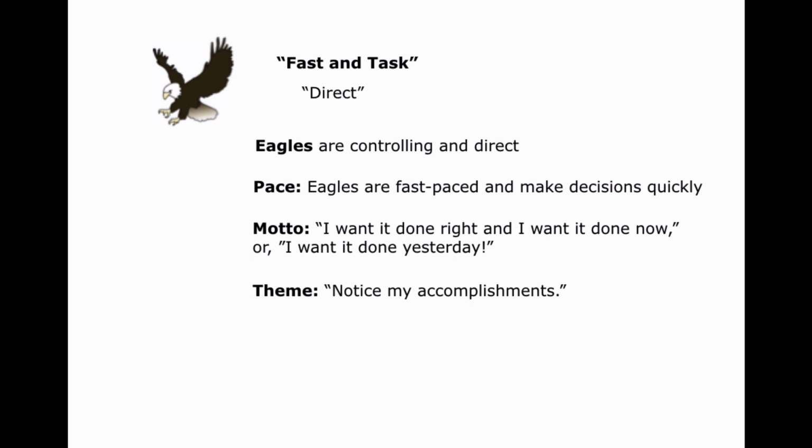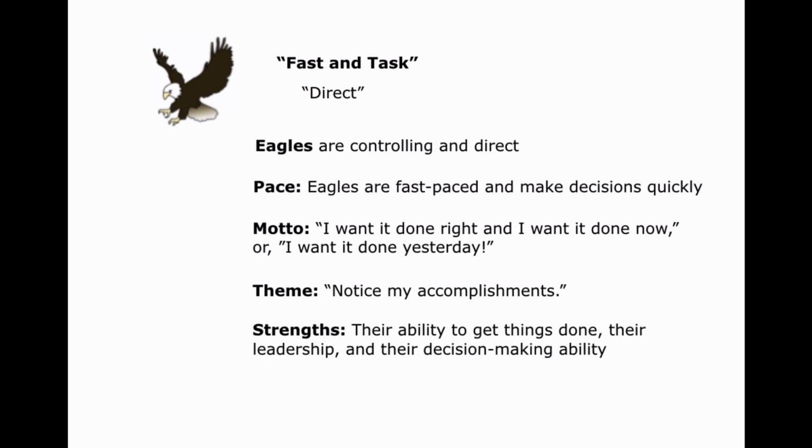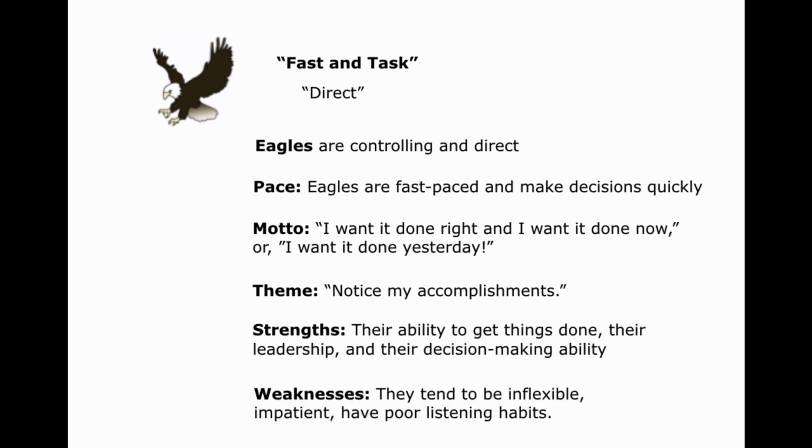If you go into an office of an eagle, you'll probably notice all sorts of certificates, trophies, awards, degrees, things that they have won. Their strengths are their ability to get things done, their leadership, and their decision-making ability. They don't hesitate, and they have full confidence in making decisions. But their weakness is they tend to be inflexible, very impatient, and they're very poor at listening to others. So getting advice from others is a real challenge for them.